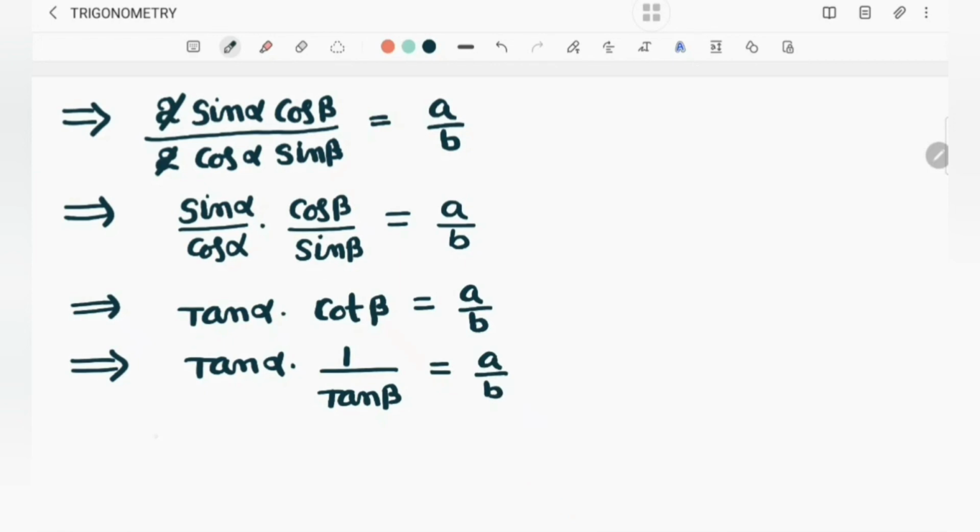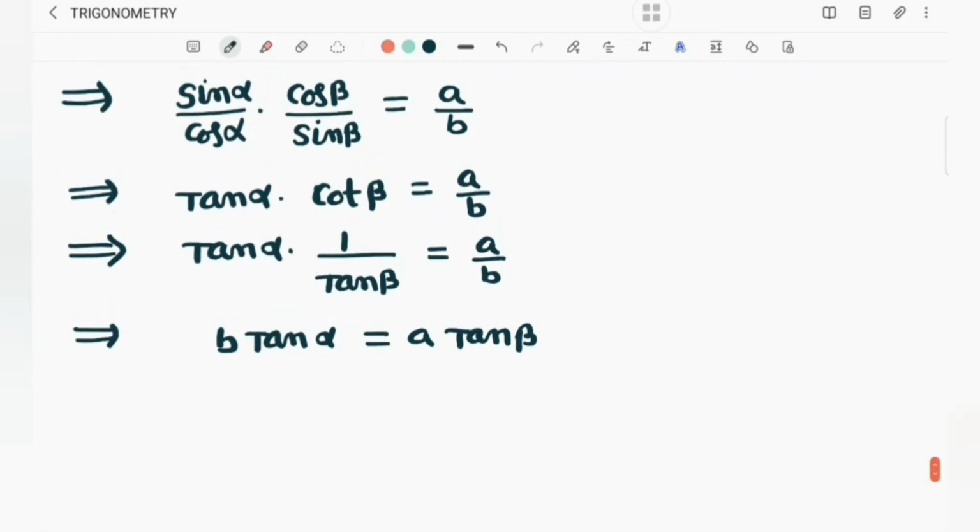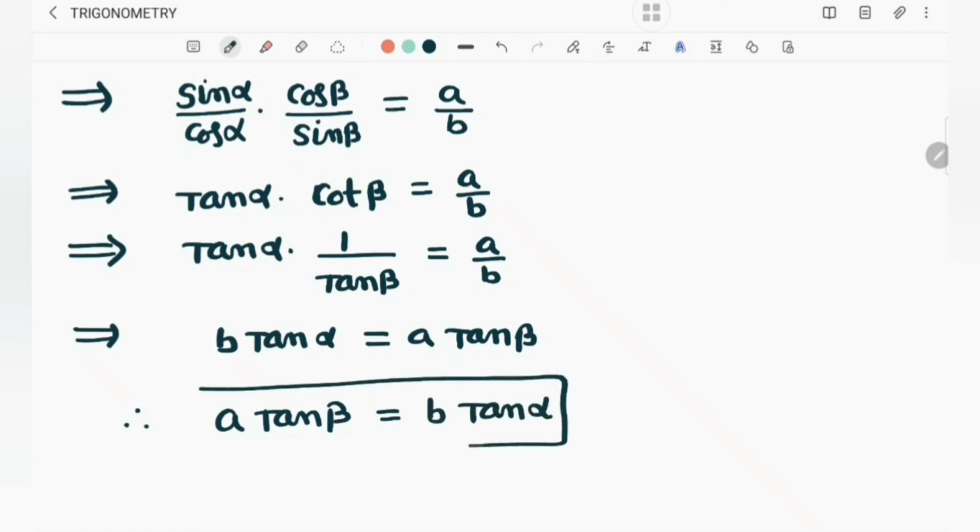Now cross multiplication, you will get b into tan alpha is equal to a into tan beta. That's what they are asking to prove, no? They are asking to prove this result. Therefore, conclusion step: a into tan beta is equal to b into tan alpha. Hence proved.